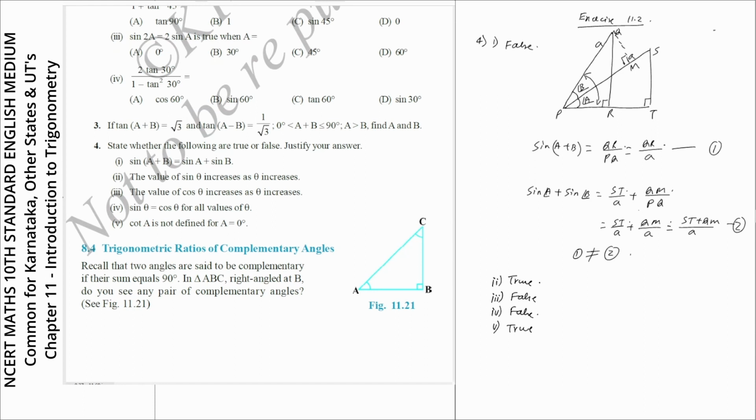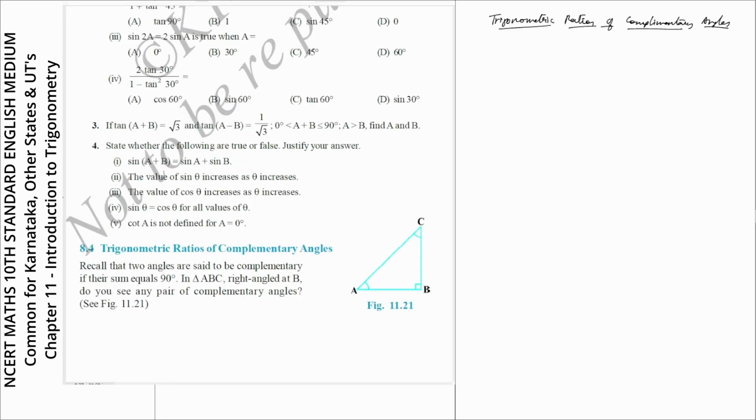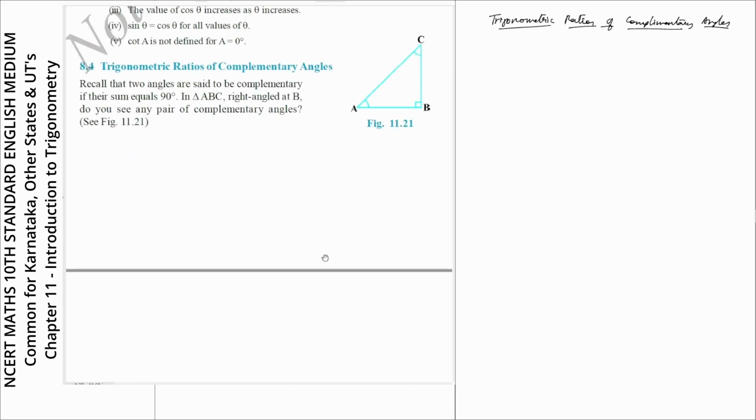And that completes this exercise problem. The next topic in this chapter is trigonometric ratios of complementary angles. Now consider this figure: right angle triangle ABC, right angled at angle B. Okay, angle B is 90 degrees.